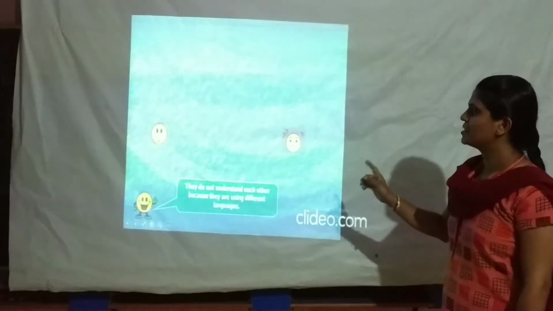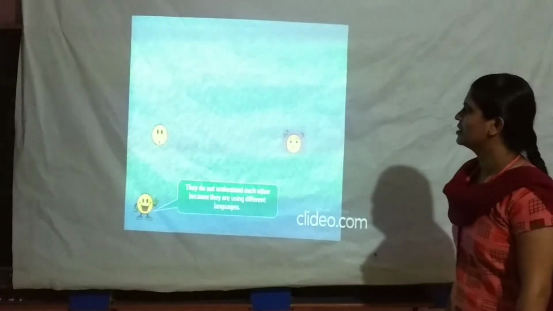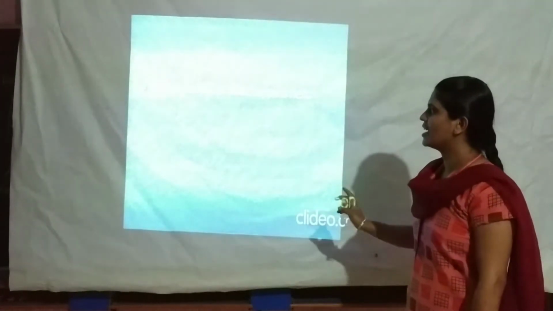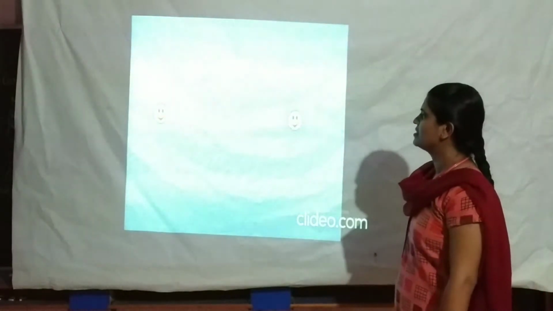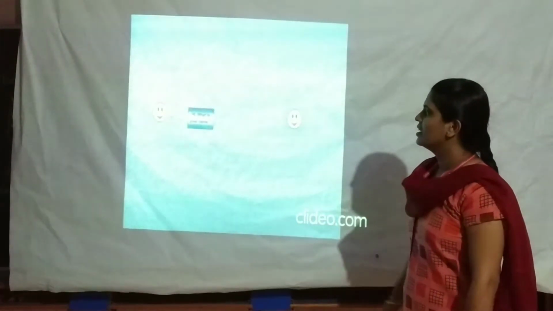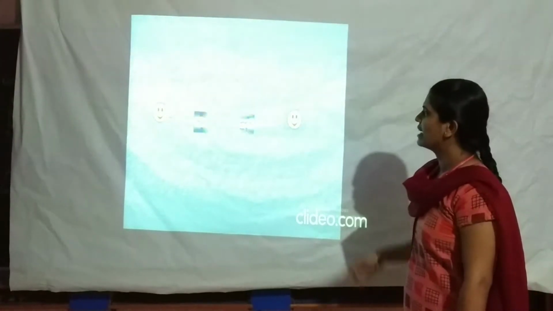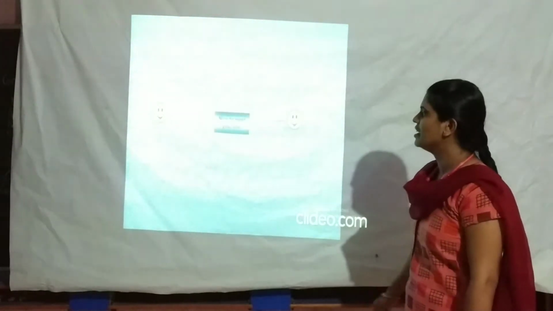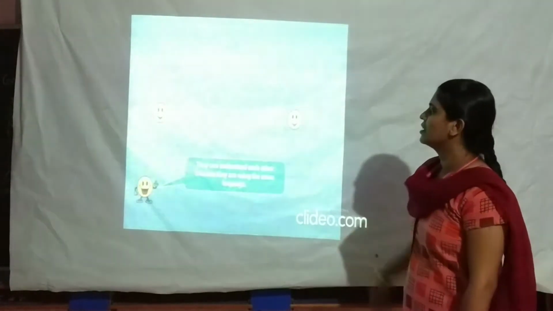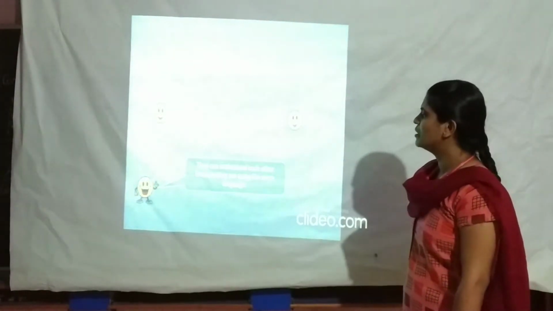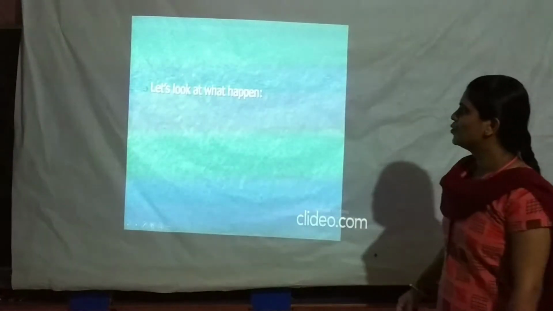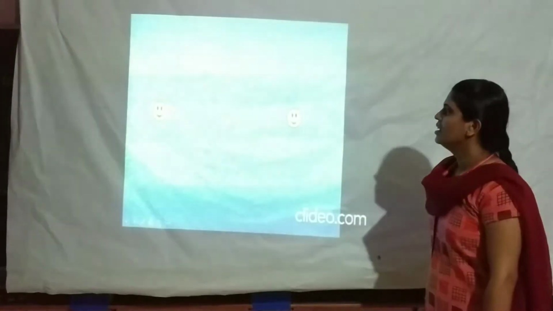Here, both persons want to communicate, but they are using different languages. They are not able to communicate. Let's see what happens now. Here he used the English language. He also used the English language. So that is possible to communicate between what? The two persons. That means what?